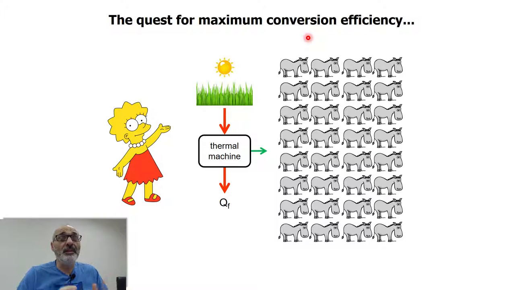And so that's another good reason for searching for maximum conversion efficiency. But the problem is, how do I know if my machine is close to this maximum efficiency or not? Because if it's close to the theoretical maximum, I know that, well, that's nature. I cannot do better than that.